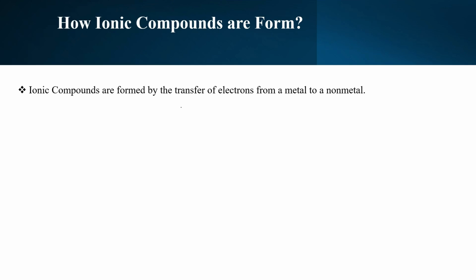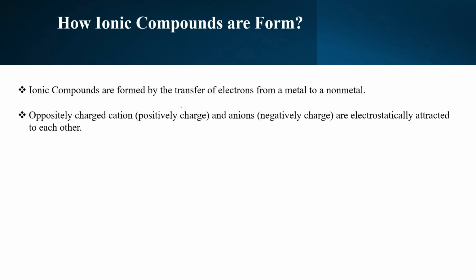Ionic compounds are formed by transfer of electrons from a metal to a non-metal. The oppositely charged ions, which we call the positively charged cation and the negatively charged anion, electrostatically attract to form an ionic bond.